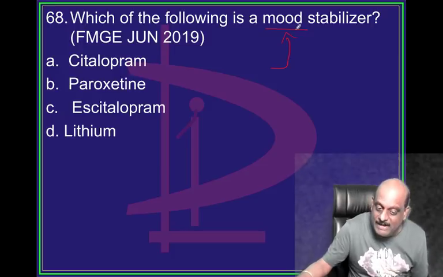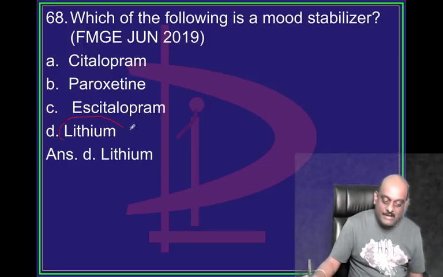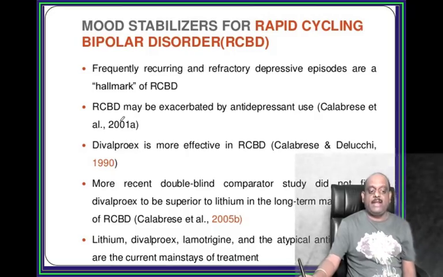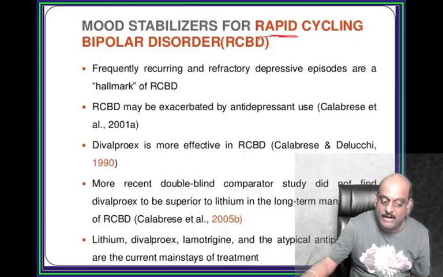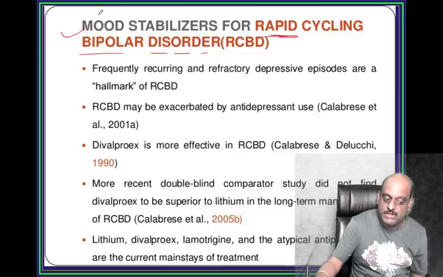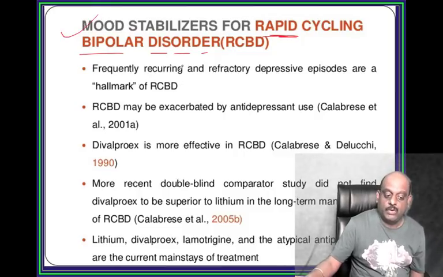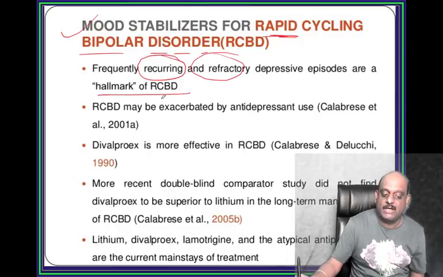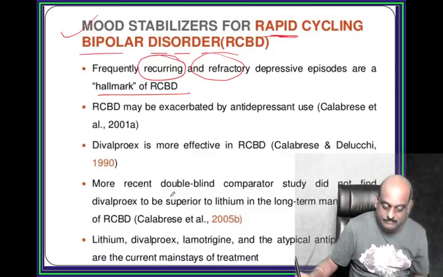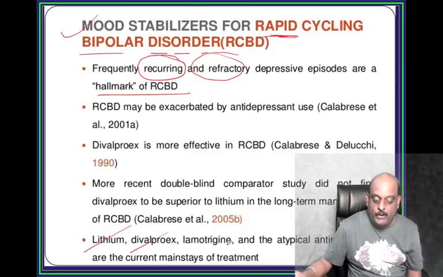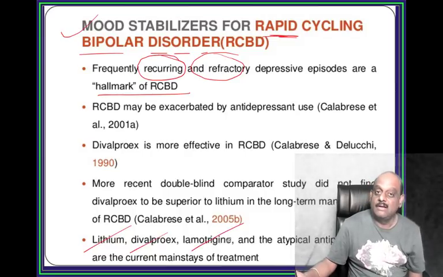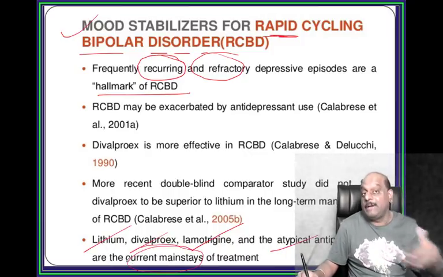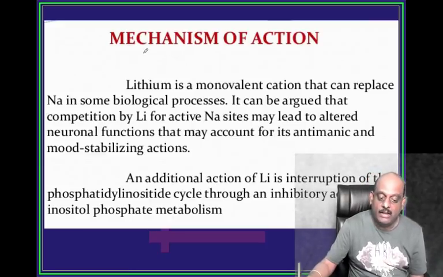Which is a mood stabilizer, doctor? Lithium. Once more, doctor, anything about lithium, you have to be very, very sure. So typically for rapid cycling bipolar disorders, we use the mood stabilizers. Frequently recurring refractory depressive episodes are the classical feature of a rapid cycling bipolar disorder. We use lithium, divalproate, lamotrigine, atypical antipsychotics as the mainstay of treatment of rapid cycling bipolar disorder, is what you need to remember.